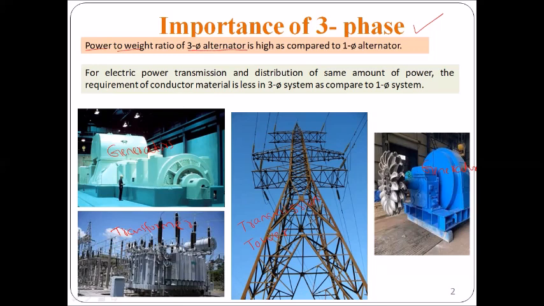That is one point. Another thing is, whenever the power is transmitted through three-phase, the actual power losses in the conductor are less and the requirement of the conductor material is less. Okay, so this is another reason. Apart from power to weight ratio, even the amount of conductor material required and the actual power loss in the transmission line is less if it is three-phase.